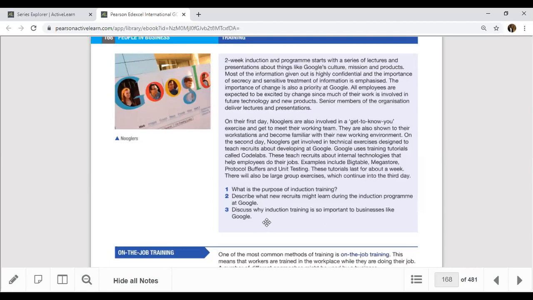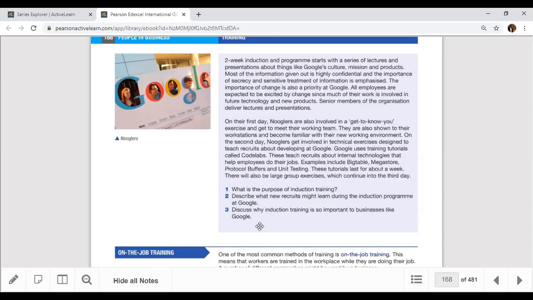So you can say if a business fails to provide adequate induction training, staff may feel anxious because they don't know what to do, and this might lead to poor productivity, and at worst staff may leave because they have not settled.